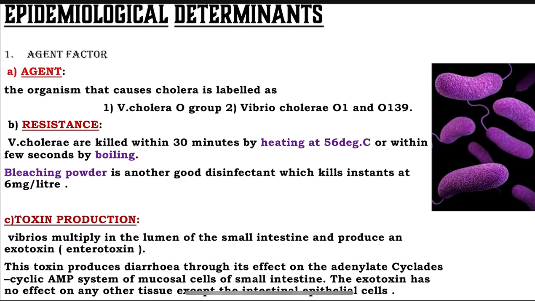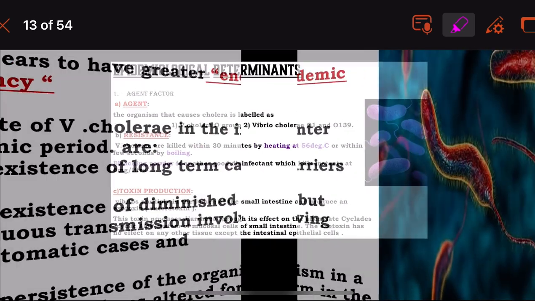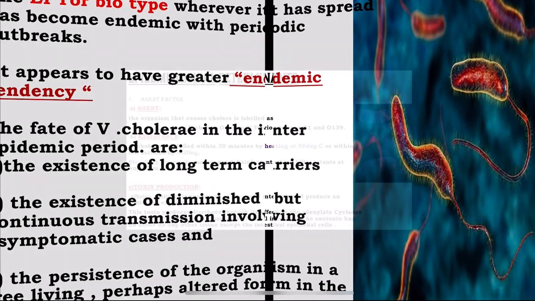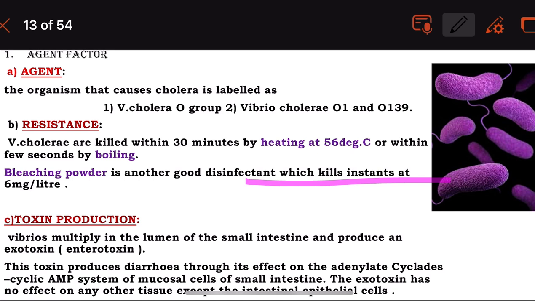Bleaching powder is another disinfectant which kills instantly at 6 mg per liter. So the amount of chlorine required to disinfect the cholera in the water is 6 mg per liter. Moving further to the toxin production. Vibrios multiply in the lumen of the small intestine and produce an exotoxin. Since it is affecting the intestines, it is known as an enterotoxin.